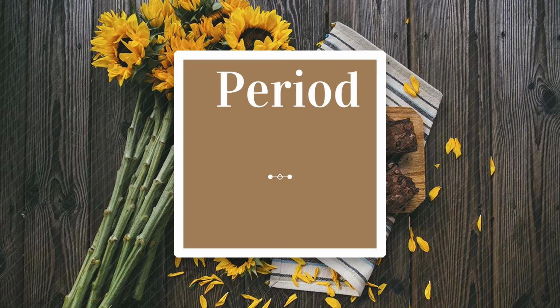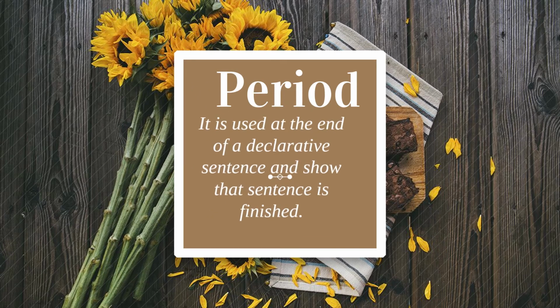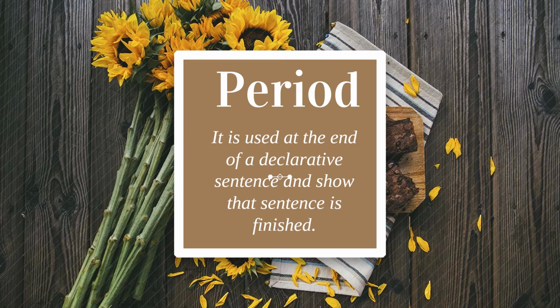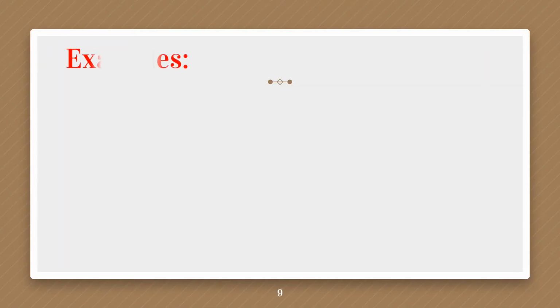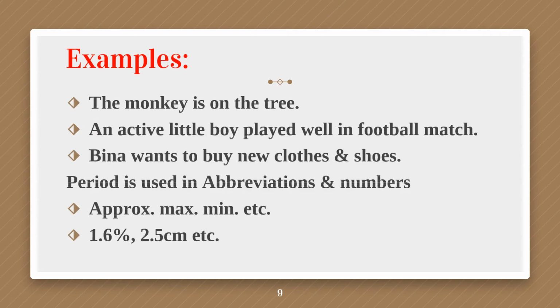Number one is period or full stop. It is used at the end of a declarative sentence and shows that the sentence is finished. We use it at the end of our declarative sentence and it means that the sentence is completed. It means we are stopping at that point. Examples are: the monkey is on the tree. Now you can see here the sentence is completed and I have used a full stop over here.